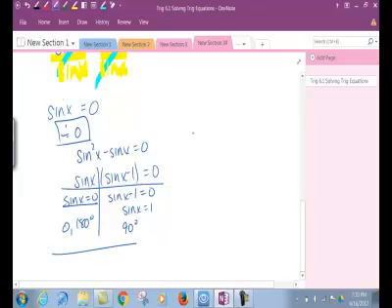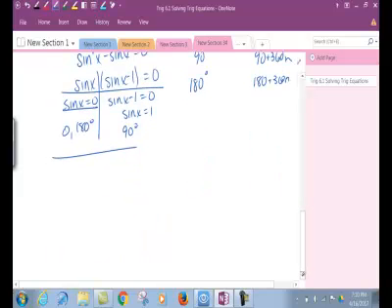And we're done. So our solutions are 0, 90, and 180, and those are the specific answers. If they asked for all solutions, we would say 0 plus 360n, 90 plus 360n, and 180 plus 360n. Okay, hopefully that makes sense.